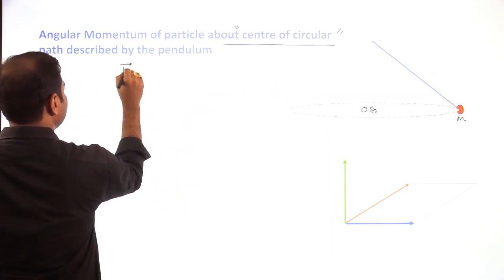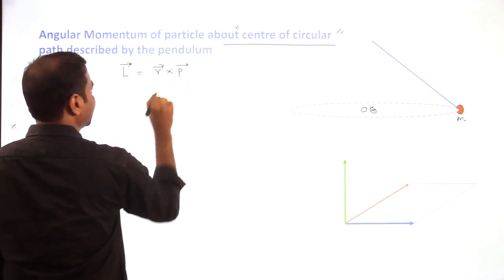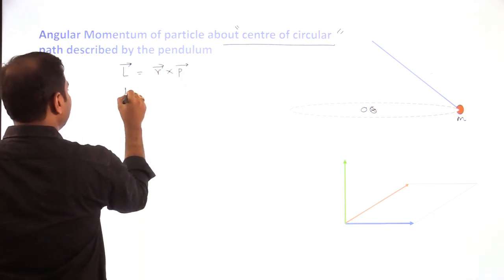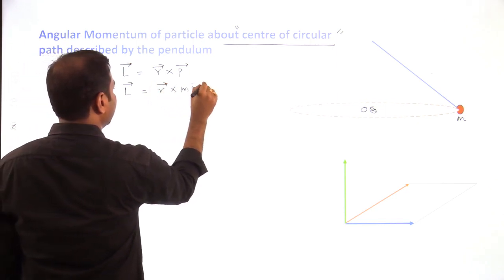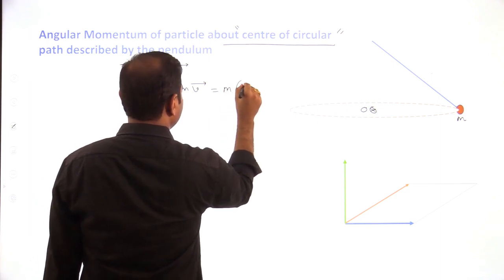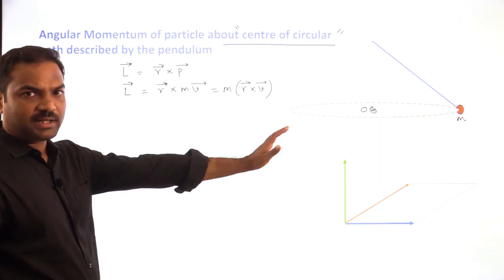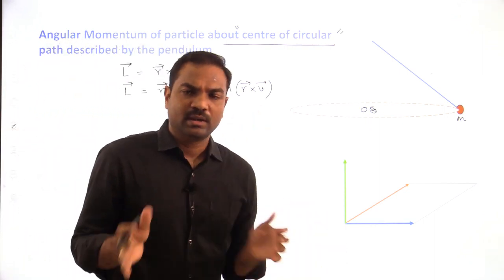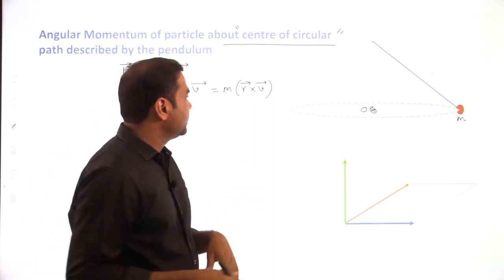So let us go with the definition of the angular momentum of any particle, which I can write down as r bar cross v bar. So L bar I can write down as r bar cross m times v bar. Am I right? Taking m out, it is m times r bar cross v bar. This is the basic definition of angular momentum. If you want to find the angular momentum of a particle, this is the way to do it.